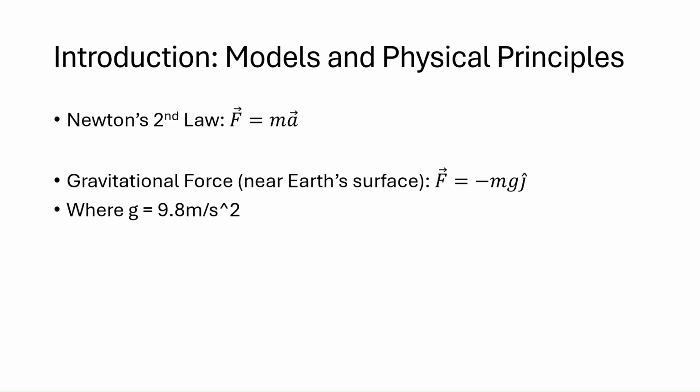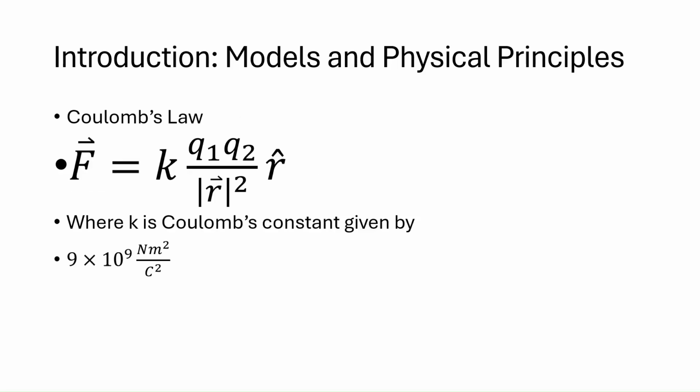Starting off with some key principles, Newton's second law states that the force is given by mass times acceleration. This can be extended to the gravitational force, where force is given by mass times the acceleration due to gravity, which is 9.8 meters per second squared on the surface of the Earth.